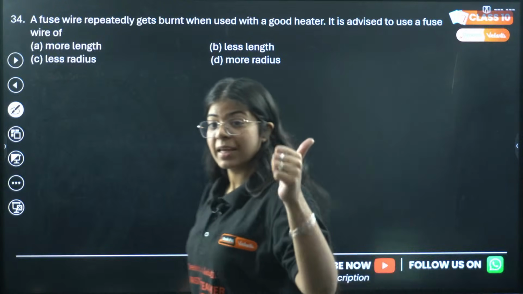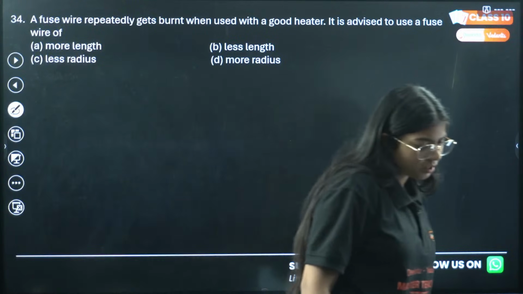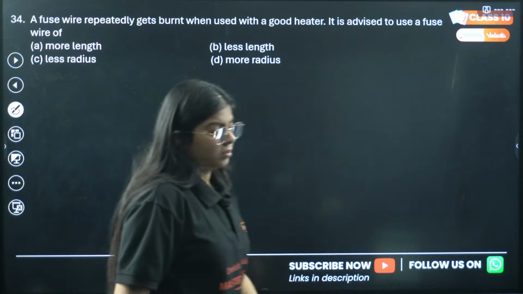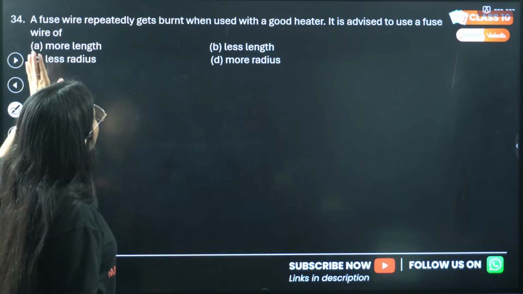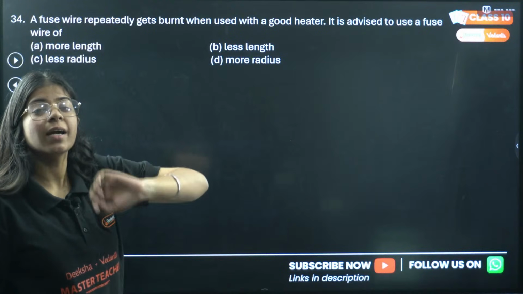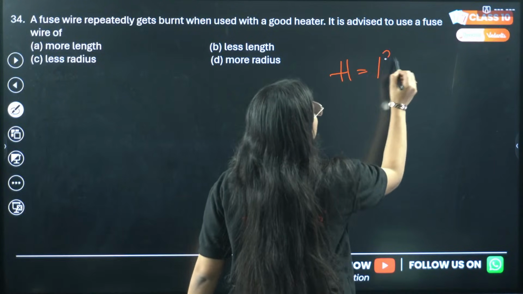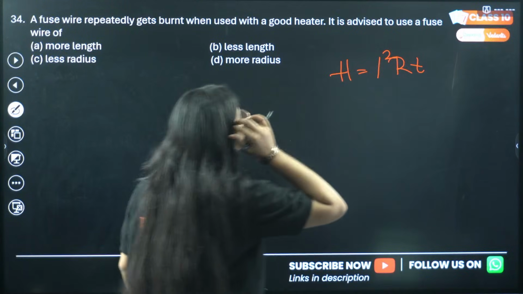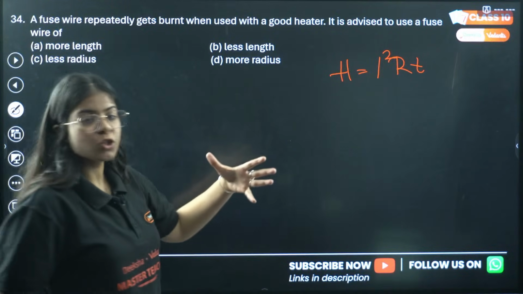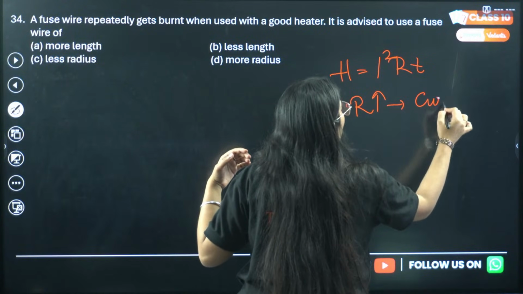Okay, focus on the question. Let's solve this question now. A fuse wire repeatedly gets burnt with a good heater. So here we are using the heating effect of electric current. That means H equals I squared R T, correct? And they are saying it gets burnt, so it has more resistance. Currently, it has more resistance.